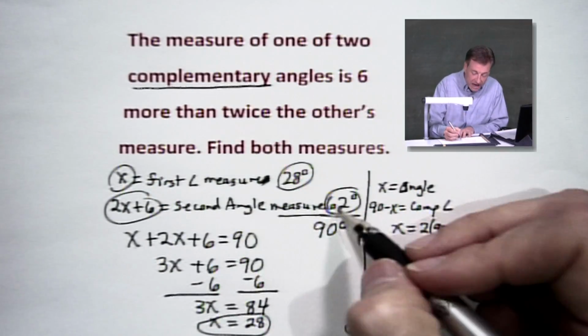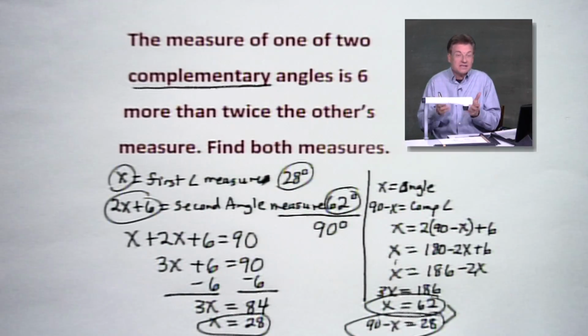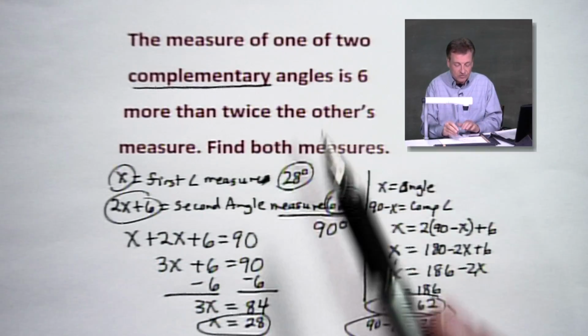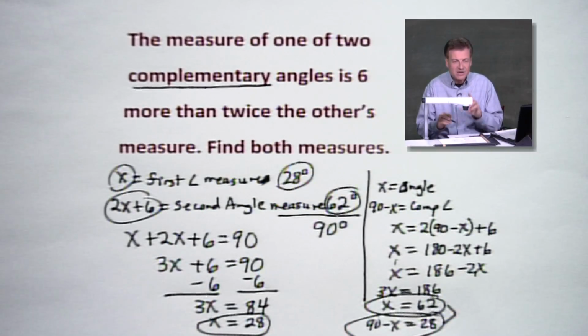Over here we got 28 and 62. They're basically the same situation. In the gist of the problem, either way would find our values.